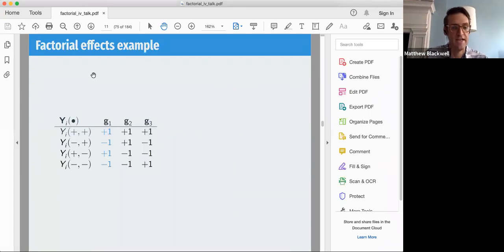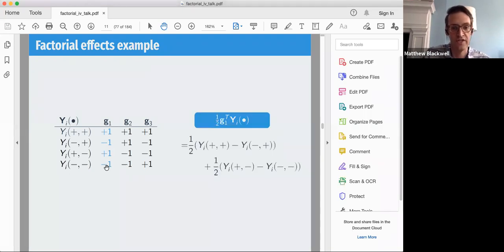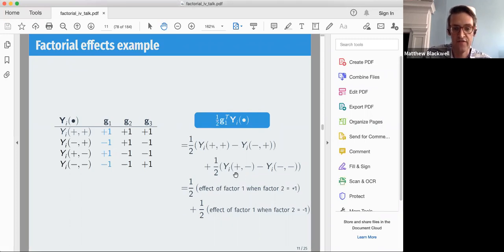I can do a quick example of this just to give you a sense of the way this works. Here's a 2x2 case. These are the 4 different potential outcomes, and here are the 3 possible G vectors that you could have. The first one is just +1, -1, +1, -1, again half plus, half minus. When we do this calculation, what this looks like is half the effect of factor 1 when factor 2 is positive, plus half the effect of factor 1 when factor 2 is -1. G2 is going to be the same thing, but flipping the order. So those give us the 2 main effects, marginalizing over the other factor.